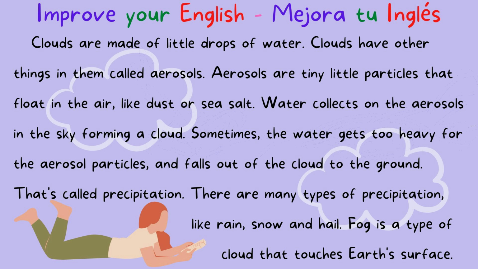That's called precipitation. There are many types of precipitation, like rain, snow, and hail. Fog is a type of cloud that touches Earth's surface.